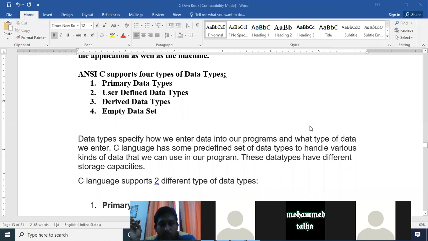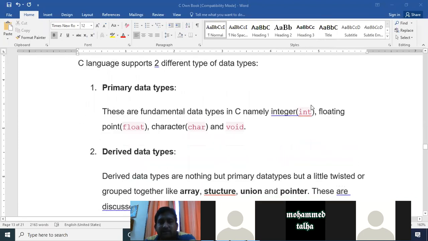C programming language basically supports two types of data types. First, the primary data type. Second, the derived data type. In primary data types, these are the fundamental data types in C, namely integer, floating point (float), character, and void, right? Those are what we have to consider right now, in constants values, right? What was in constants is repeated here again. That is the concept of primary data types.